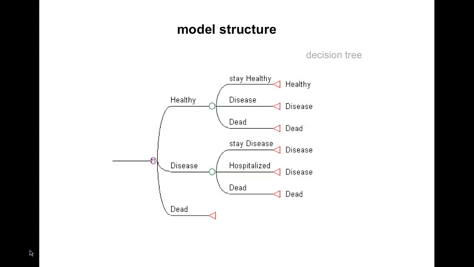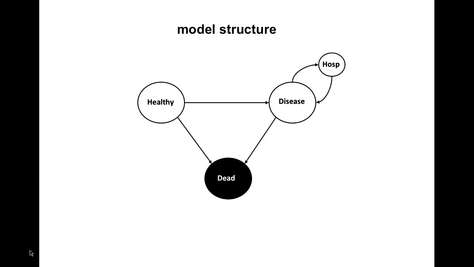Another way to graphically present the structure of a model is by a decision tree. The tree is read from left to right, fulfilling 1 cycle. Then transitions are made and the simulation goes from left to right for another cycle, and so on. Our model is quite simple, with few health states and few transitions. Real models are often more complex.